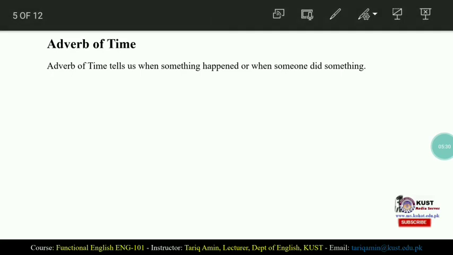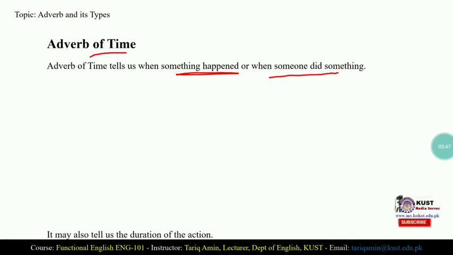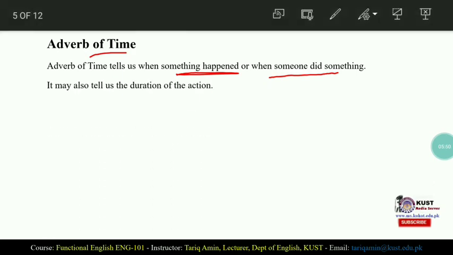Now, there are some types of adverbs. The very first type is adverb of time. An adverb of time tells us when something happened. It tells us the time of an action, or when someone did something. It may also tell us the duration of the action. It might not show the time of an action, but it might show the duration of an action.